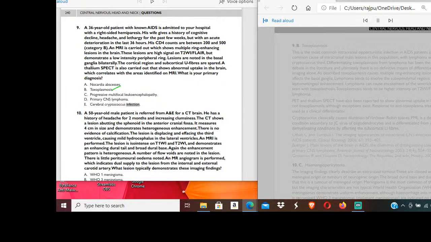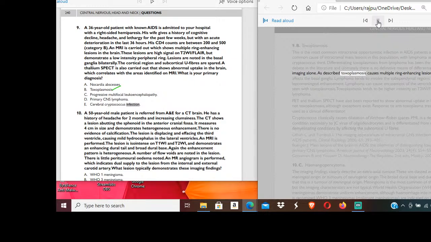Central nervous, head and neck answers. 9. B. Toxoplasmosis. This is the most common intracranial opportunistic infection in AIDS patients, and the most common cause of intracranial mass lesions in this population, with lymphoma second and cryptococcus third. Differentiating toxoplasmosis from lymphoma has been the subject of much debate in the literature, and ultimately there is no definitive means of differentiating them on imaging alone.